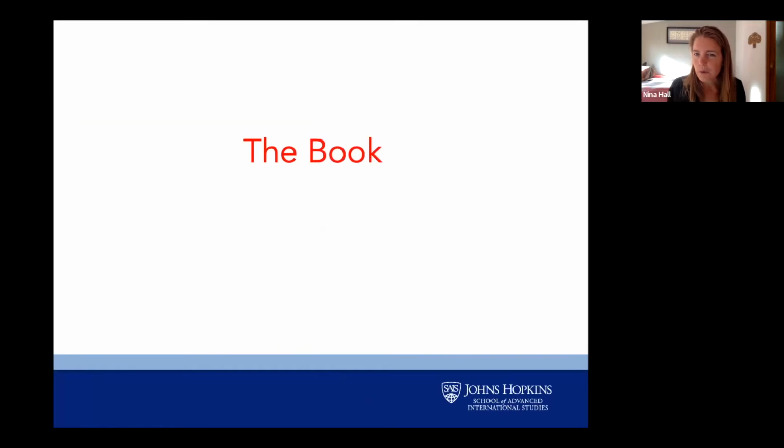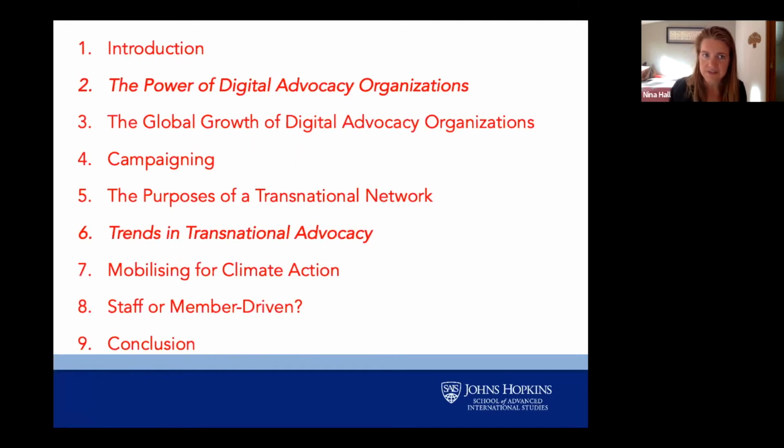All right, so where does the book come in and how do I approach what is quite a big question around transnational advocacy in these organizations? Well, I'm going to speak to just 2 of the chapters, but obviously if you have questions, I'm happy to answer others. So this is the contents page of the book.